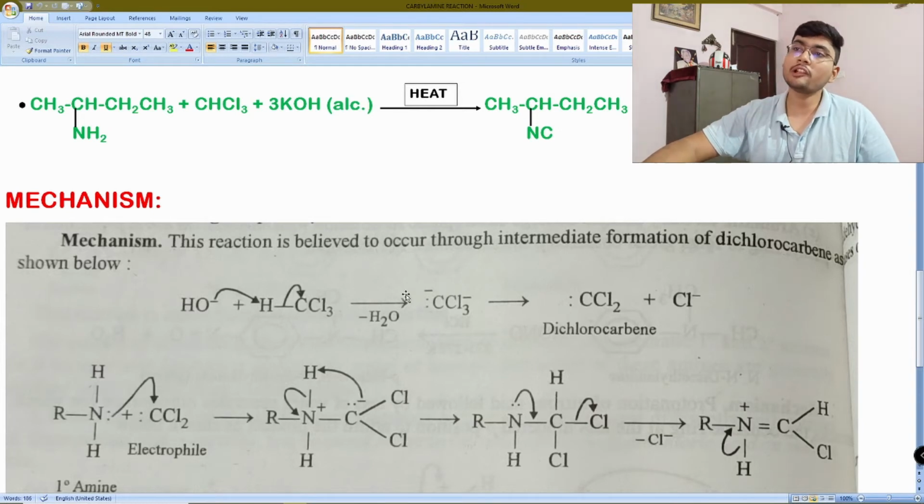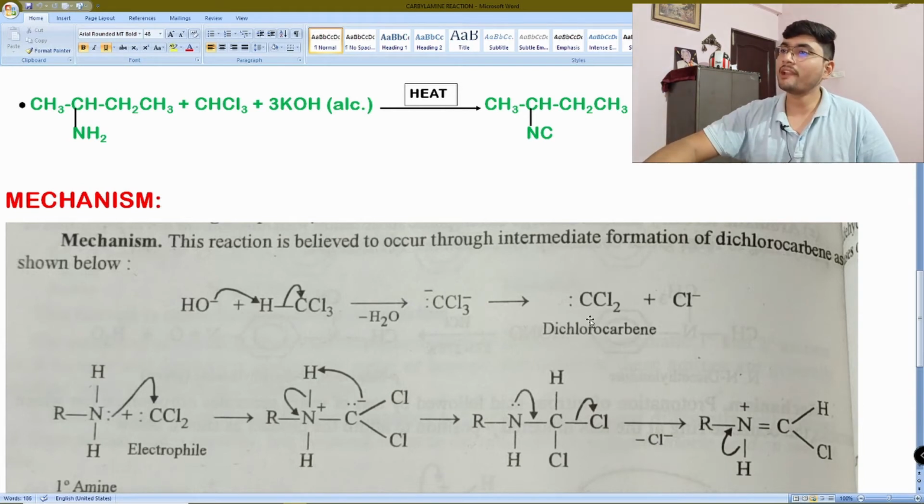So what will it do? It will remove one chloride ion, and you will get this. This is a dichlorocarbene, CCl2, and the chloride ion has been removed. Basically, in the carbylamine reaction, this dichlorocarbene is the reactive intermediate.